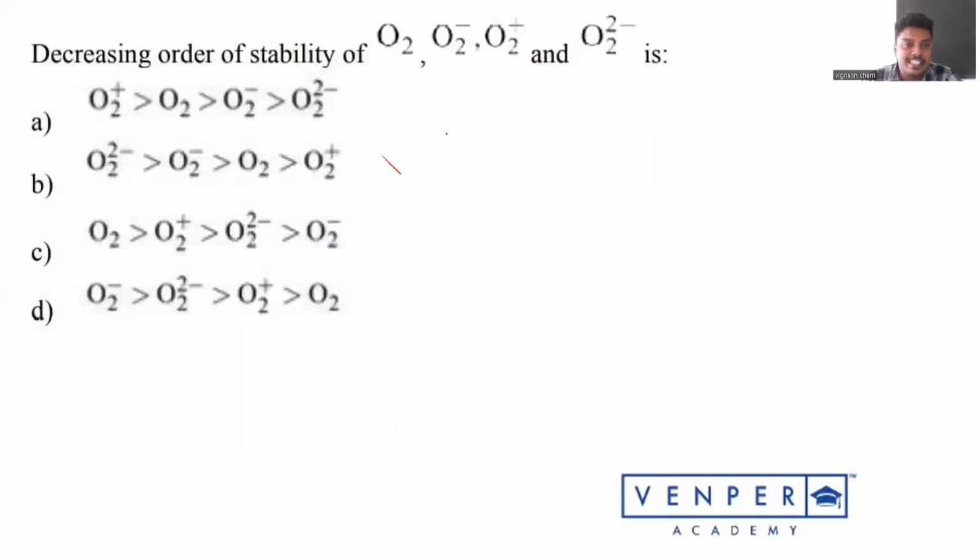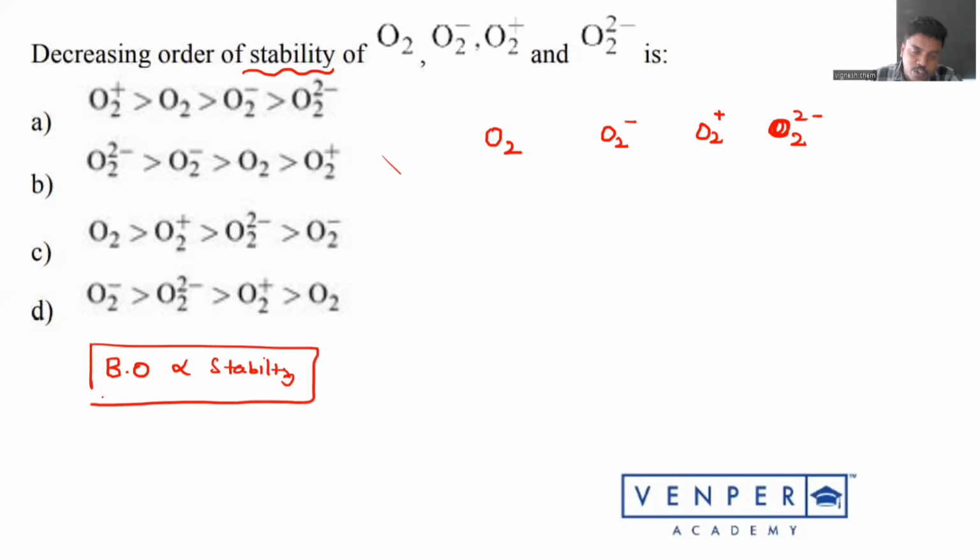Okay, this is the decreasing stability order of O2, O2 minus, O2 plus, and O2 2 minus. Now see what is stability. We have to know the relation. Please note, the bond order is directly proportional to stability. Higher the bond order, higher the stability. Right? We know the formula, right?